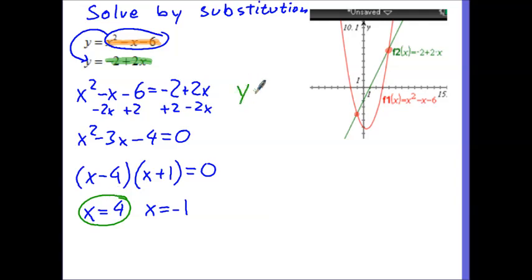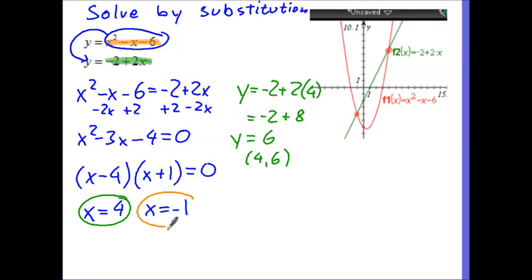And so y has to be equal to negative 2 plus 2 times 4. In other words, negative 2 plus 8. So y is equal to 6. And here we have our first solution, our first point, which is at the coordinates 4 and 6.